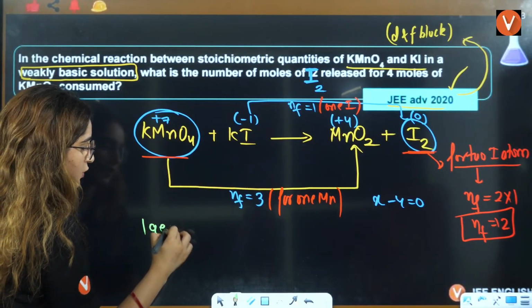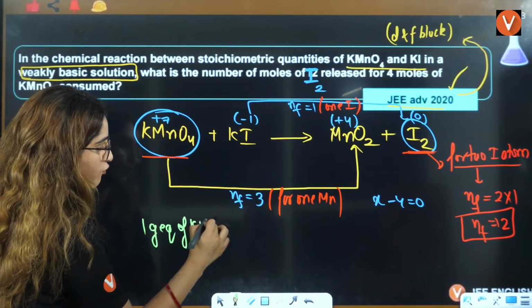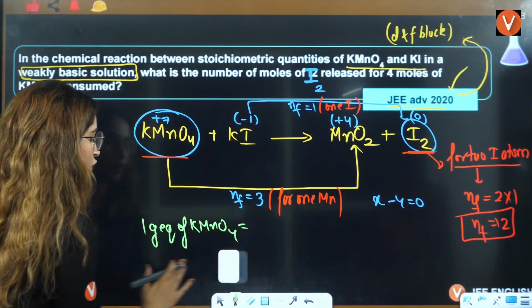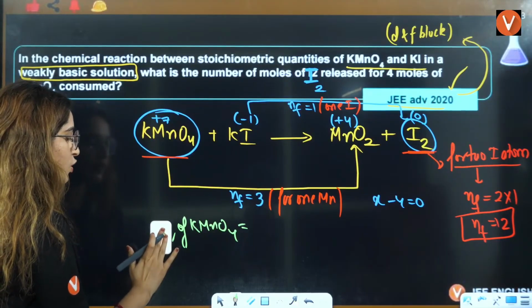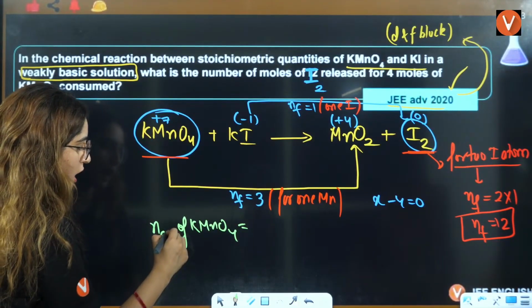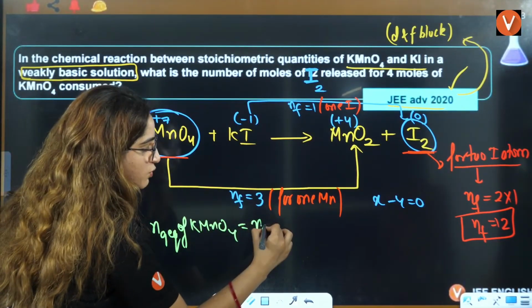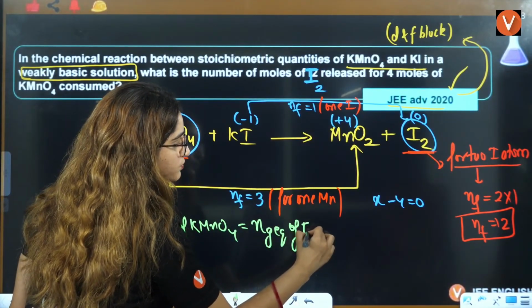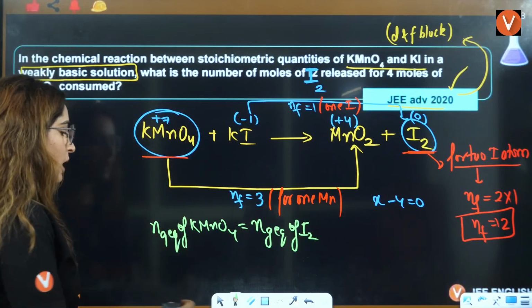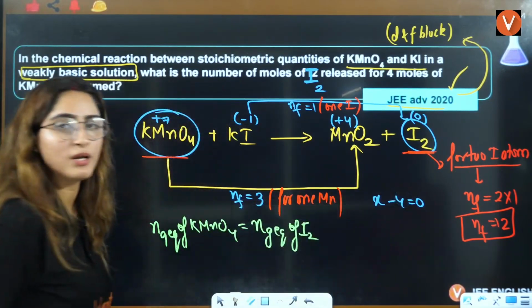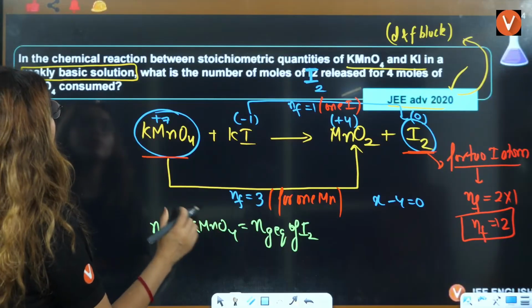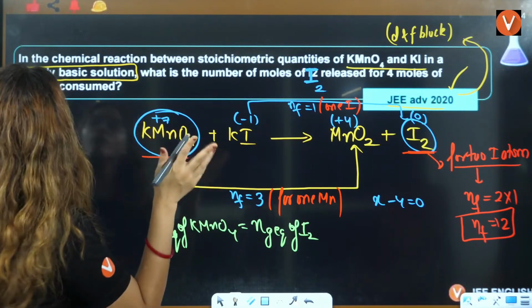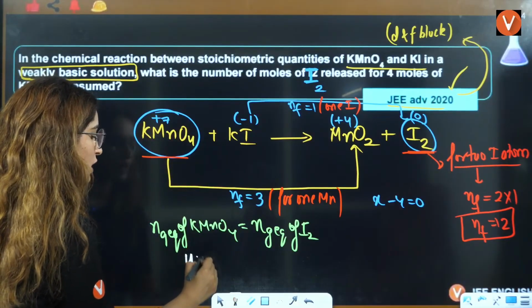The number of gram equivalents of KMnO4 is equal to the number of gram equivalents of I2. The number of gram equivalents is given by the number of moles times the N factor. KMnO4 has how many moles? We have no idea, it is 4 moles of KMnO4. So the number of moles is 4.